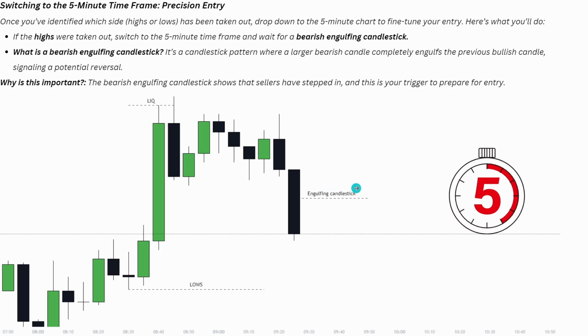It's a candlestick pattern where a large bearish candle completely engulfs the previous one, which means this most recent candle is way bigger than the one before it. This is probably not the best example, but you can see right here, this is a bullish engulfing candlestick. It's so much bigger compared to the size of the one before it. This is very important because it shows us that the sellers have stepped in, and this will get us ready to trigger and prepare for our entry. You can see right here, this is the engulfing candlestick.